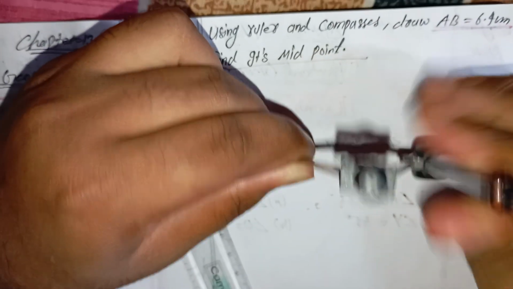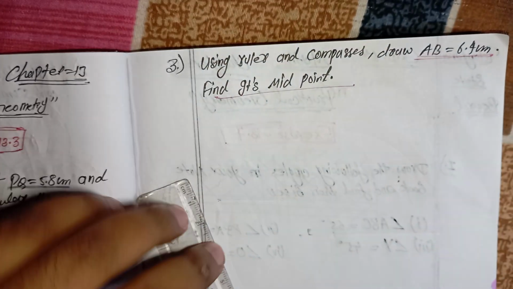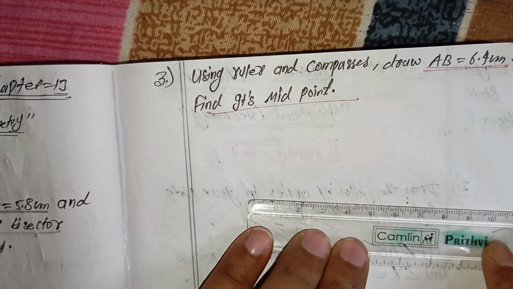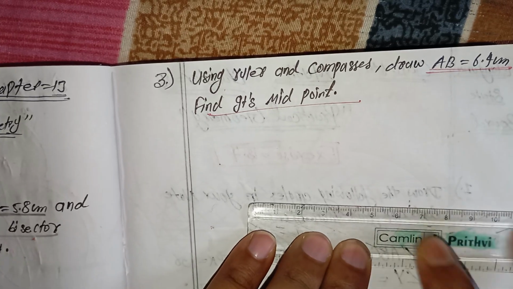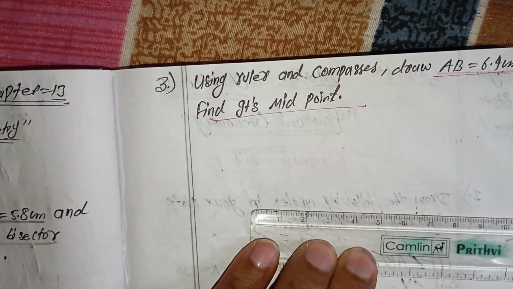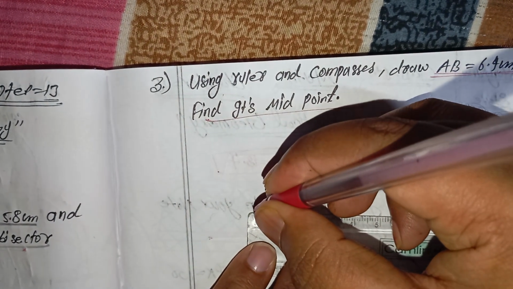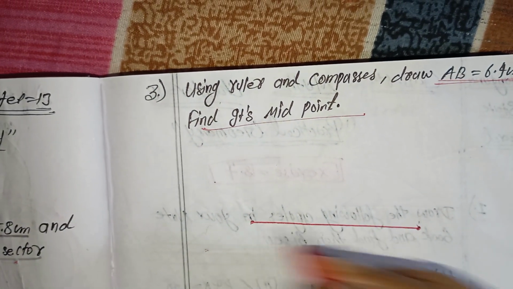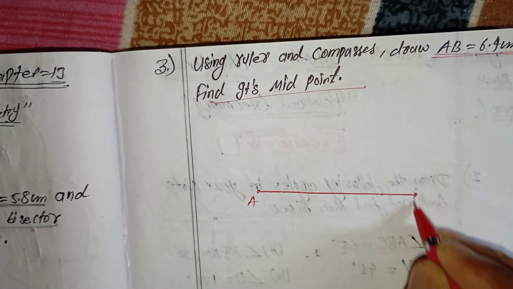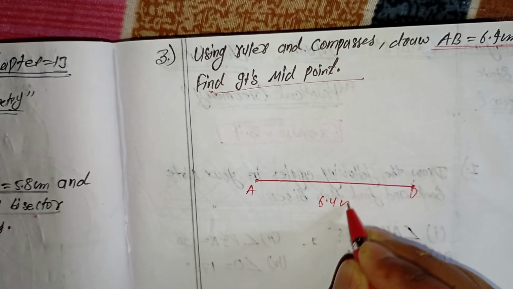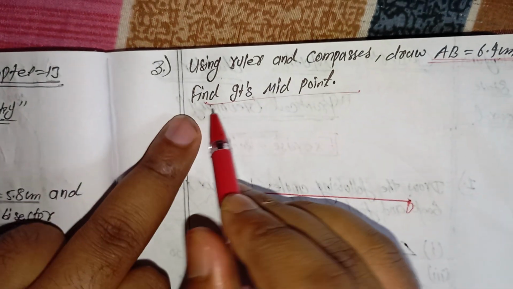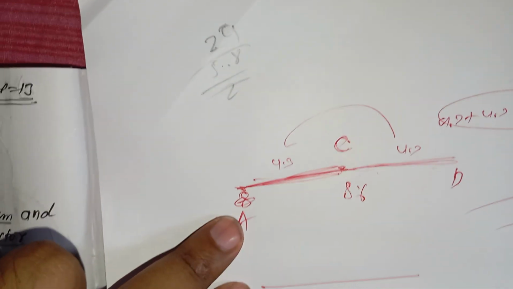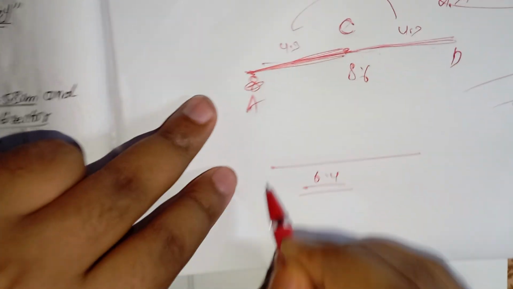Now we have to count 6.4 from here. It's totally the same. So now let's draw this, from here to here. This is A and this is B. How much is this? Total 6.4 centimeter. Now we have to find a midpoint. Midpoint means the middle of the point. Now this is given 6.4 centimeter, this is A, this is B.